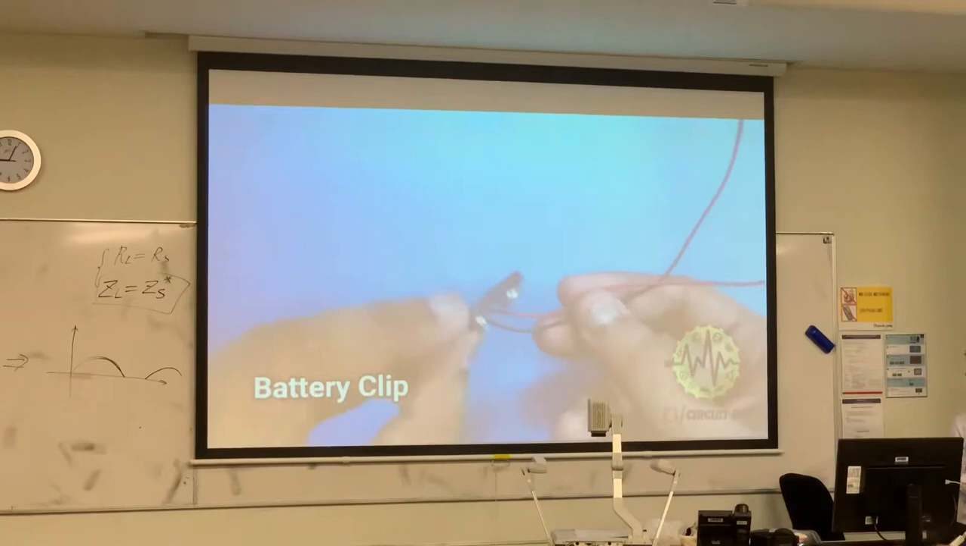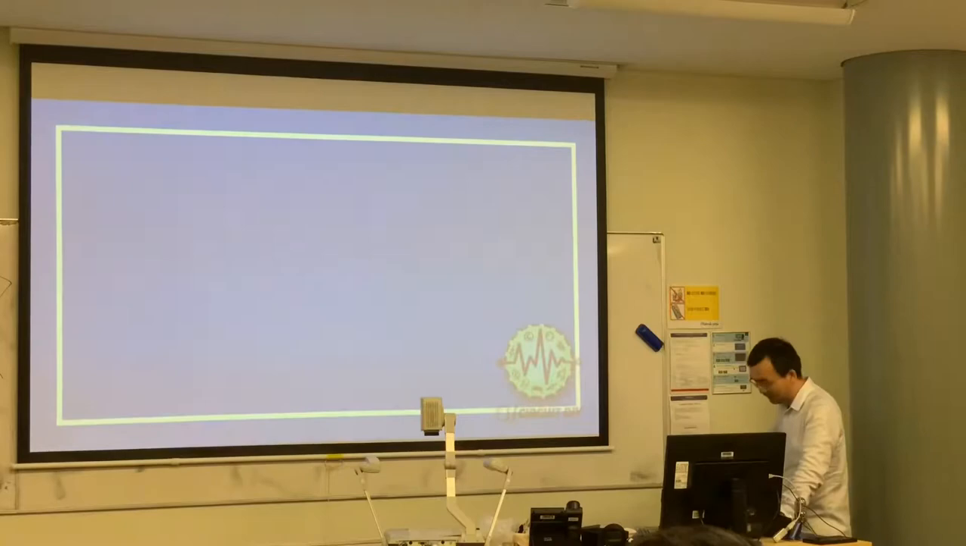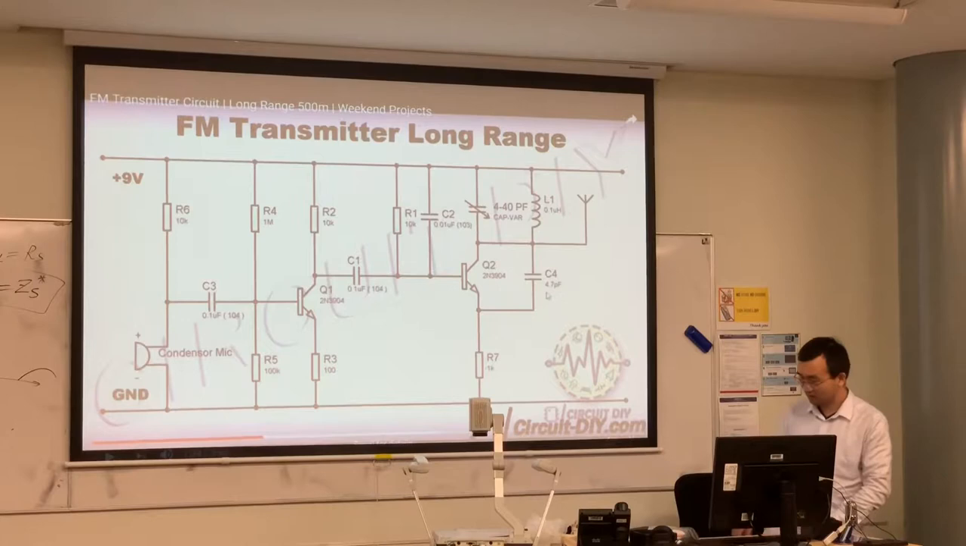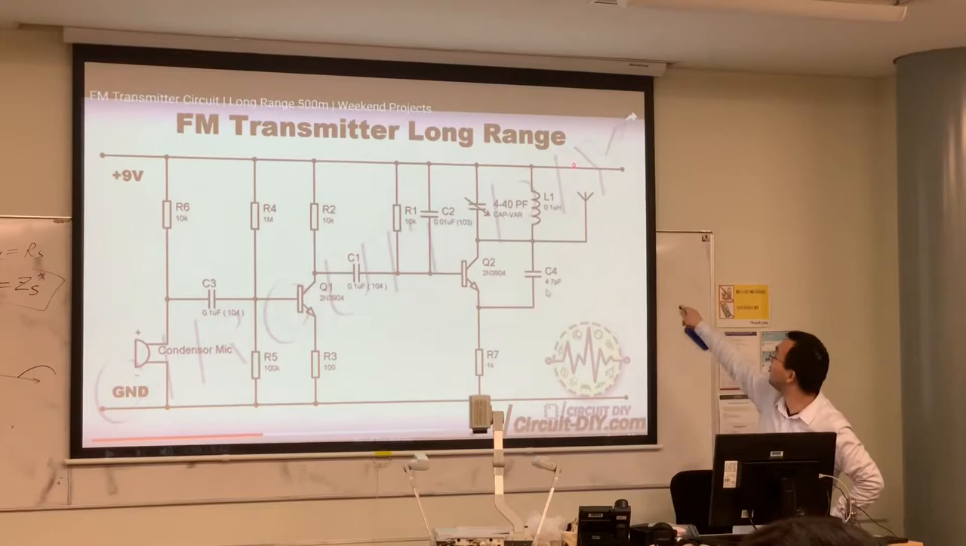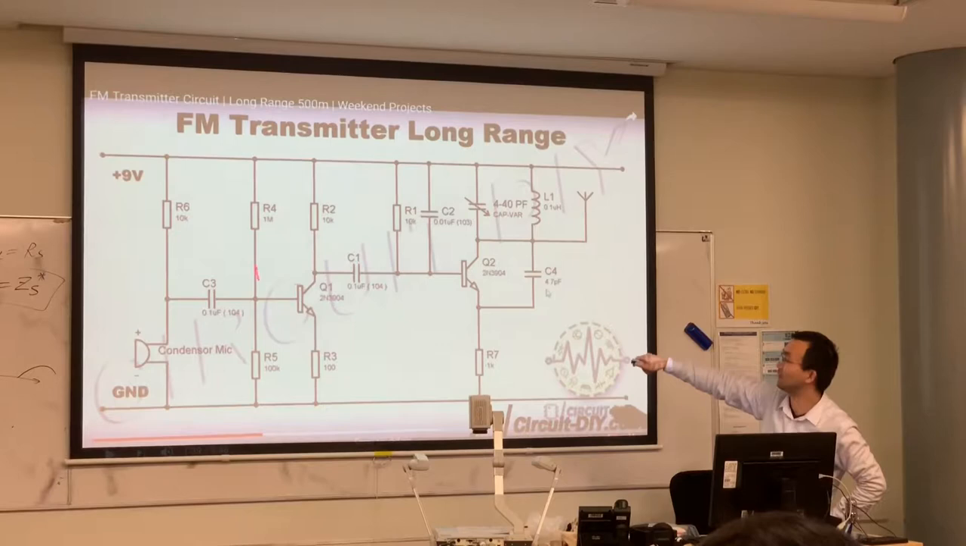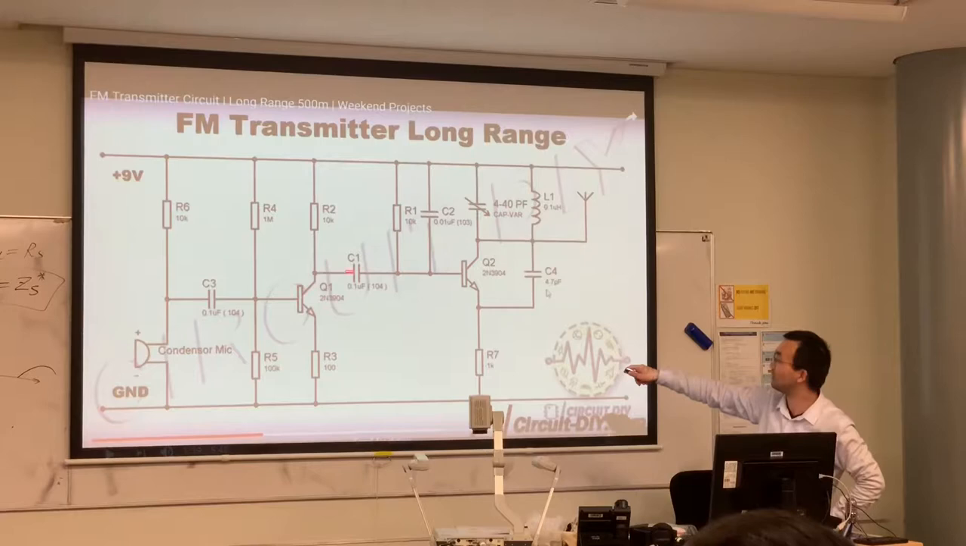It can cover like 500 meters. So you look at the circuit. Basically, this part is the information signal picked up from the microphone. Then this one is the power amplifier. This one is like an antenna. This one functions like a modulator. I can use this to modulate, and amplify it to send it out.